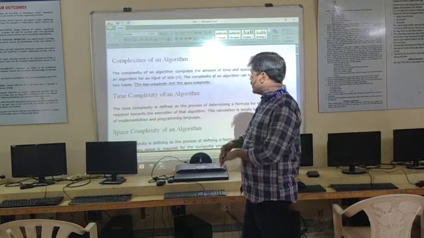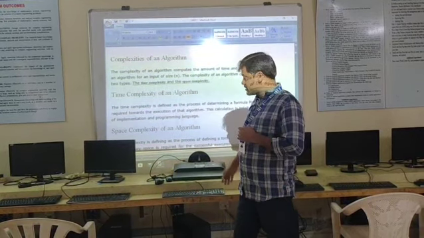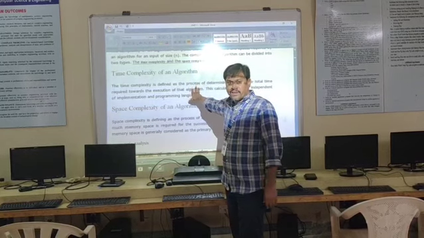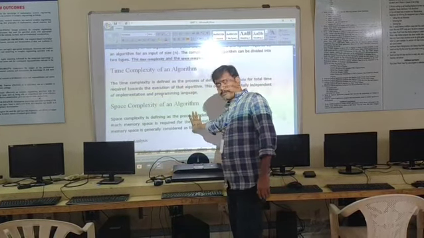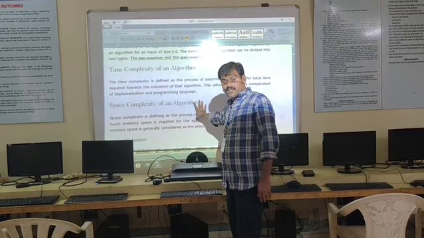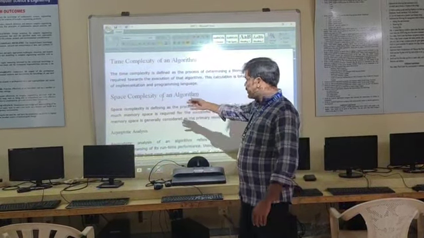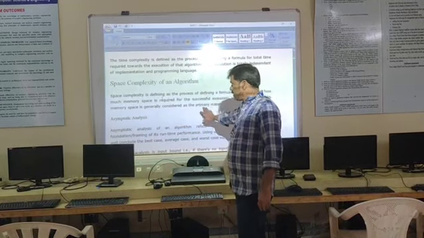So the different complexities are time complexity and space complexity. How much time is required for execution of an algorithm is called time complexity, and space complexity means how much space is required for execution of an algorithm in terms of memory.